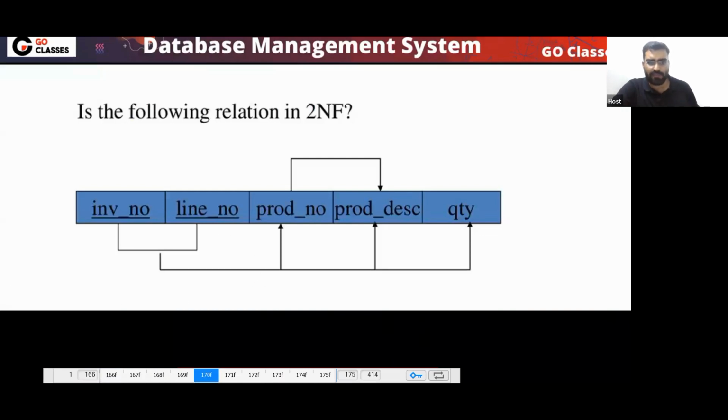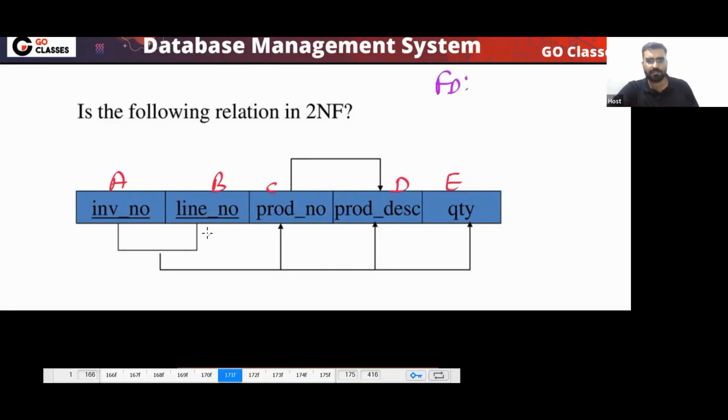Is this relation in 2NF? Consider this relation. First, you write the FDs. Let me give names to the attributes: A, B, C, D, E. These are your attributes. So tell me what the FDs are.